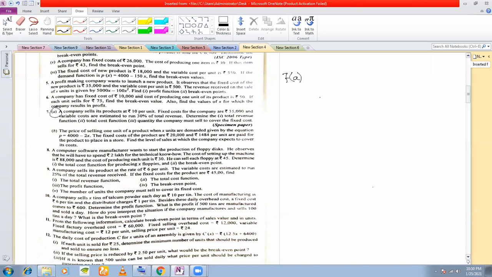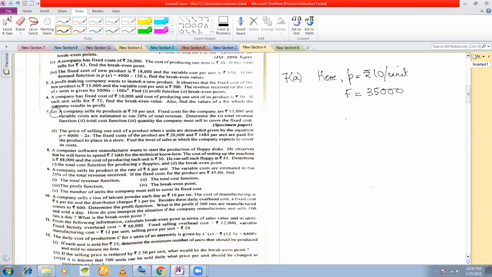Okay, so let us write what is given here. First of all, a company sells its products at rupees 10 per unit. So what is P here? Price per unit, rupees 10 per unit. Fixed cost, capital F, is given to you as 35,000.